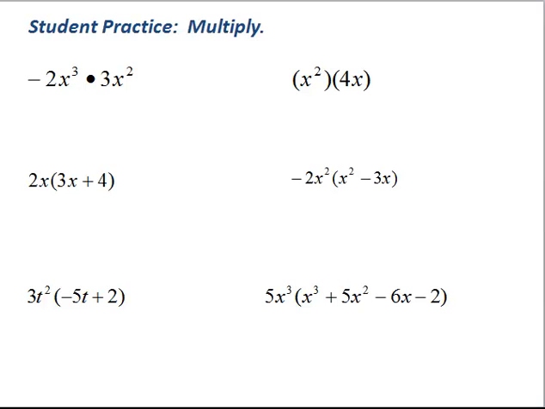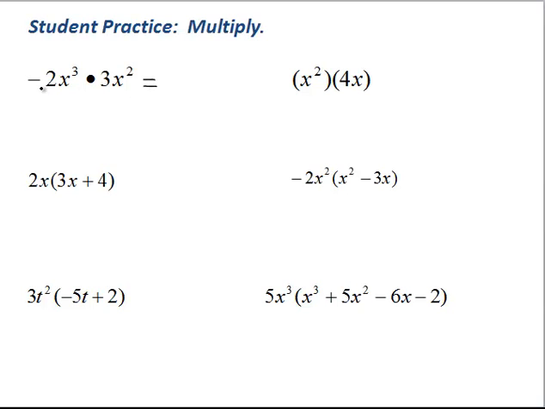The following problems ask us to multiply. So what we're going to do here is use a special case of the product rule. Really, all we need to know is how to multiply some simple numbers and how to add and subtract. So in this case, we will have a negative 2x cubed times 3x squared.